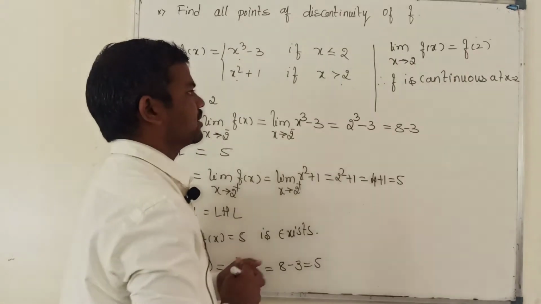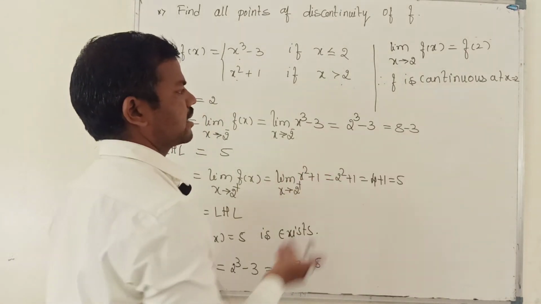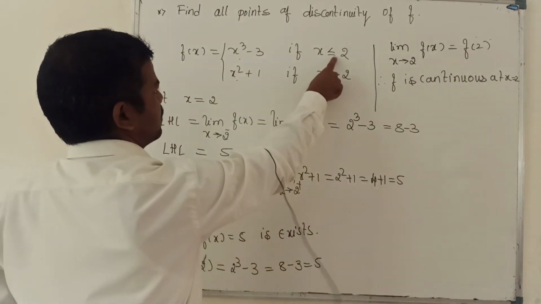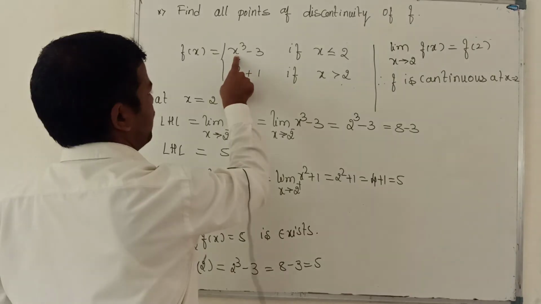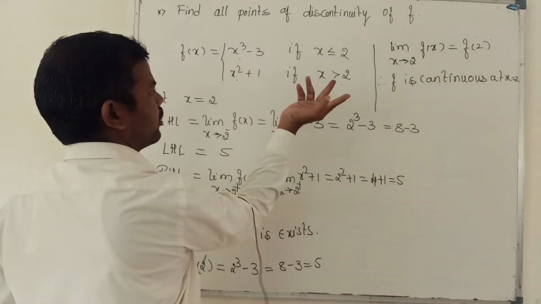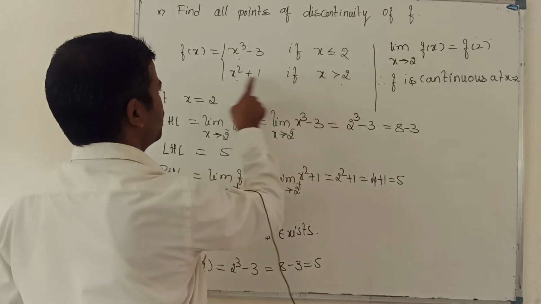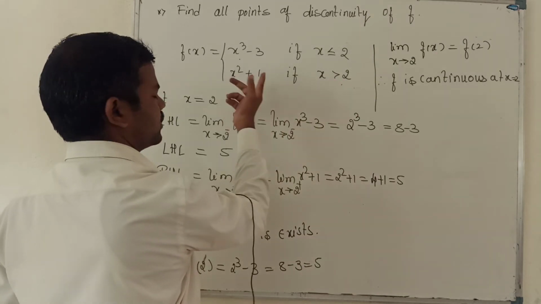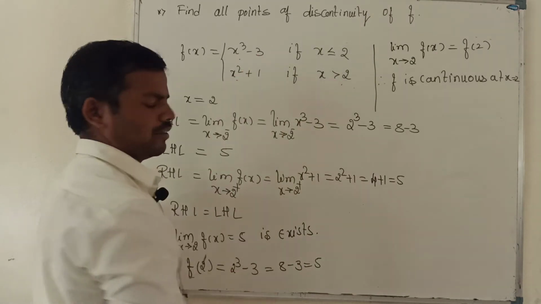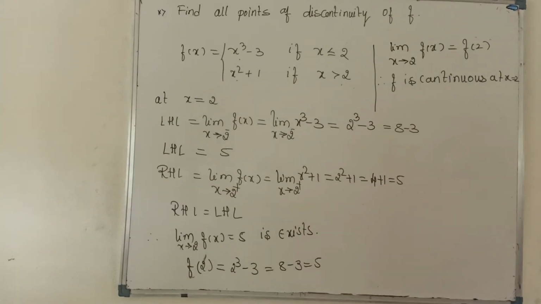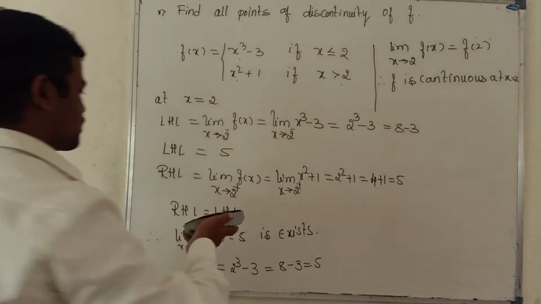So next we will think about x less than 2 and x greater than 2. For x less than 2, it is a polynomial function, so already it is continuous. For x greater than 2, again we have x square plus 1, which is a quadratic, which means a polynomial. So we know that every polynomial function is continuous.